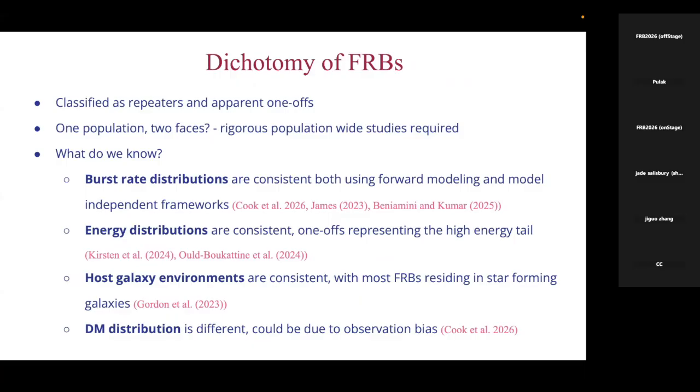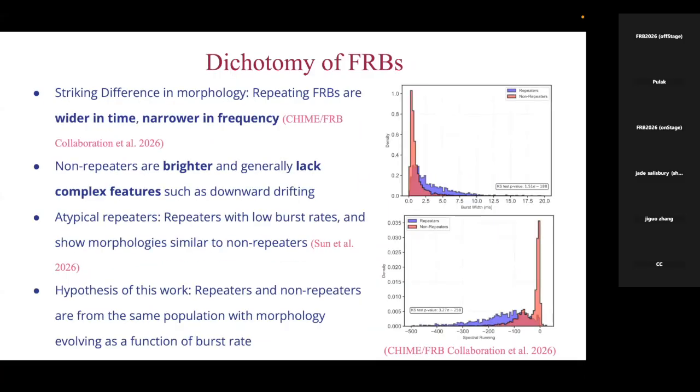However, the stark morphological difference generally prevents people from unifying these two populations into one, where the repeating FRBs are generally seen to be wider in time and narrower in frequency. Repeating FRBs generally show band-limited emission as compared to the non-repeating ones, which are fairly broadband. Moreover, the non-repeaters are generally brighter and lack complex features such as downward subburst drifting.